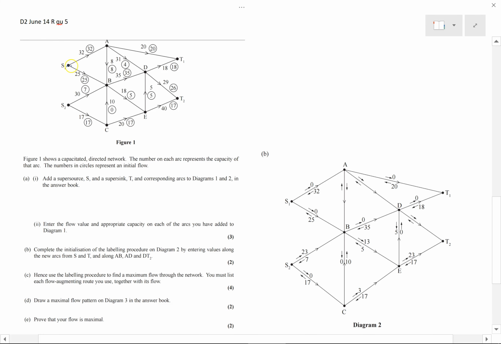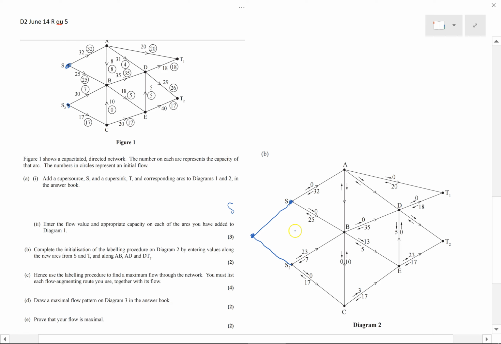It says we've got 2 sources here. So what we do is add a dummy source, or super source, and call it S. The total capacity has got to be equal to the capacities of the ones coming in, and the flows, by the conservation condition, have to be the same in as out. These are obviously at capacity anyway, but the total capacity is 32 plus 25.